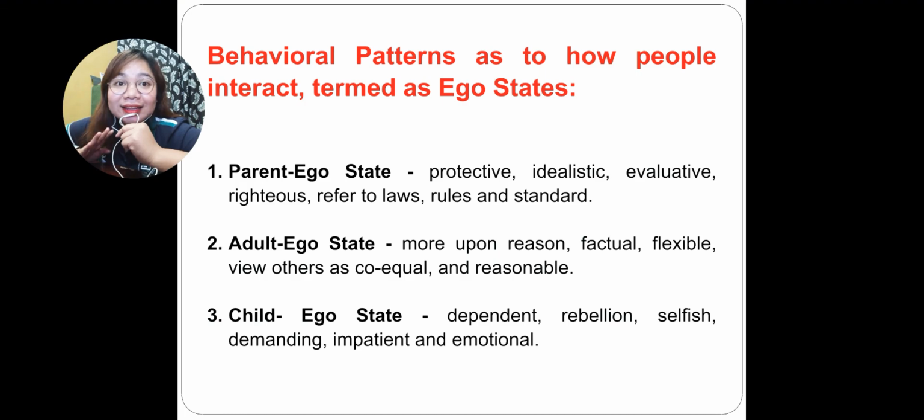So class, again, it does not matter if he is young, it does not depend on age, class. It depends upon the behavior of the person. A 9-year-old can have a parent ego state, right? Or a 40-year-old can act like a child. So, they have a child ego state. So, these are the different behavioral patterns. And it is easy to remember because what is being explained is like the word itself, right? Like parent: protective, idealistic. If adult: more on reasoning, factual, flexible. If child: more on dependent, rebellious, selfish.